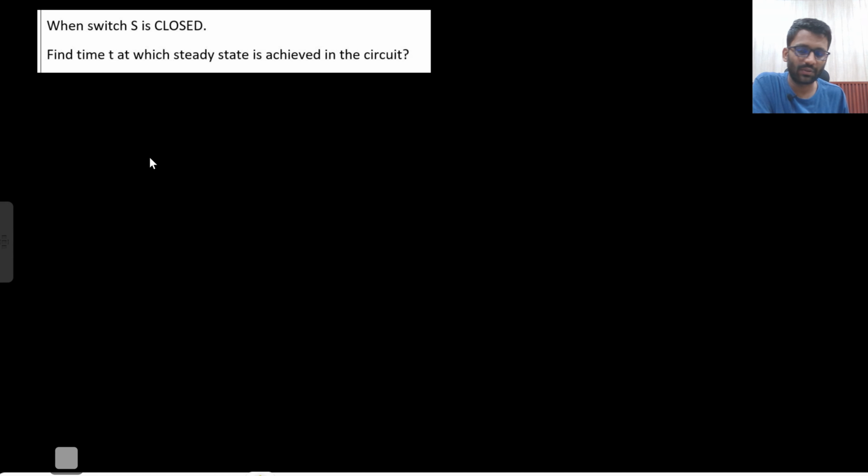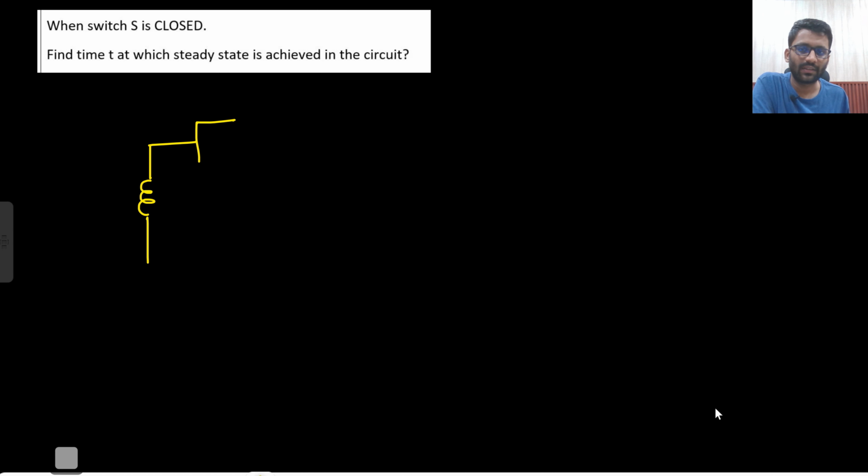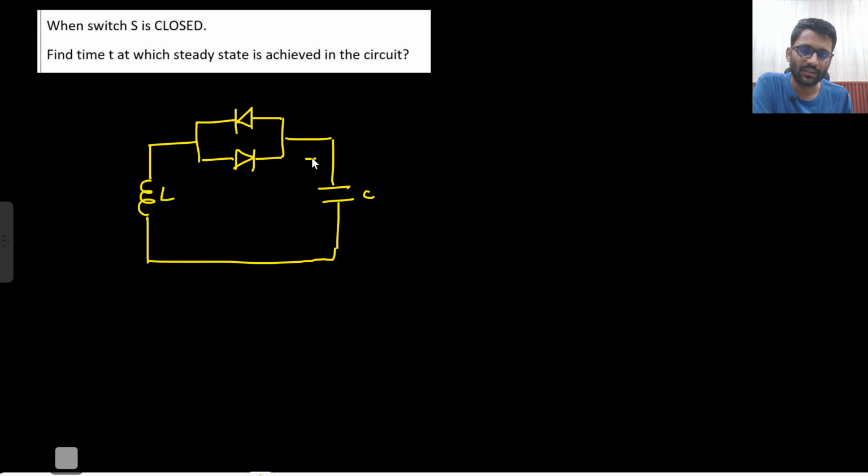Because switch S is closed now, that means 2 diodes are connected, and their polarities are opposite. First one is towards this direction, and the second one is towards this direction. Question is same. Initial condition is same. Everything is pretty much the same. This is L, this is C. This is having 5 volt. This was your diode D1. This was your diode D2.